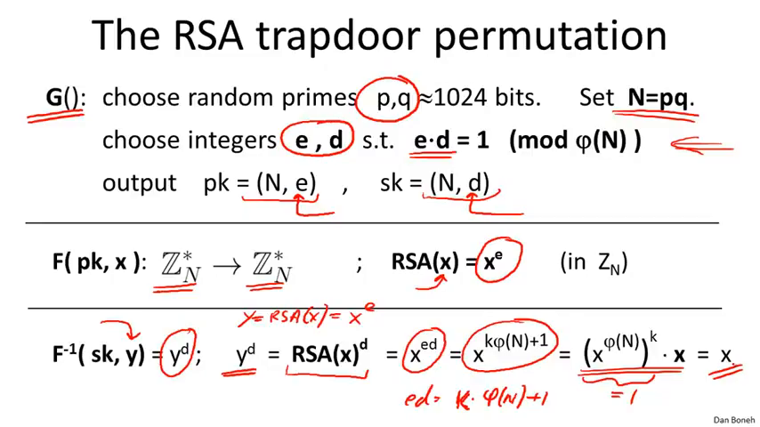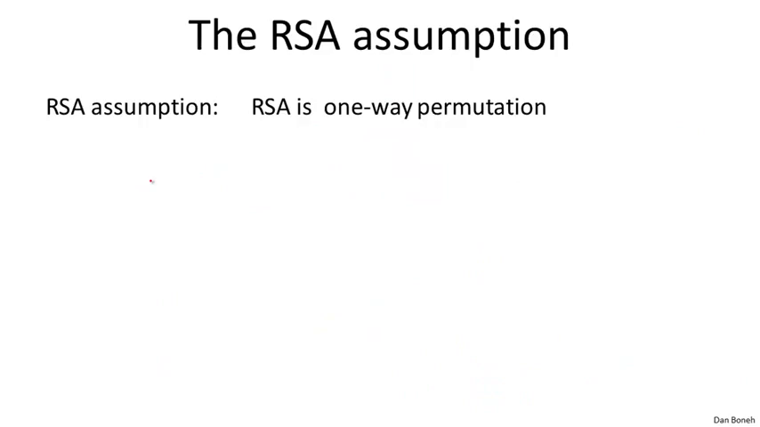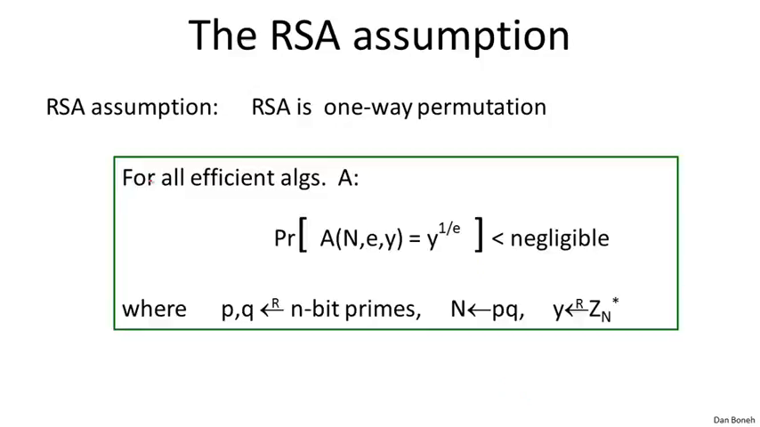The next question is, why is this function secure? In other words, why is this function one way if all I have is just a public key, but I don't have the secret key? To argue that this function is one way, we state the RSA assumption, which says that the RSA function is a one-way permutation.